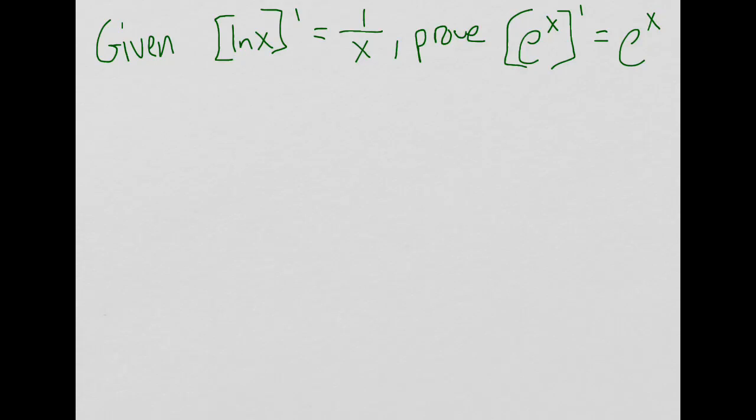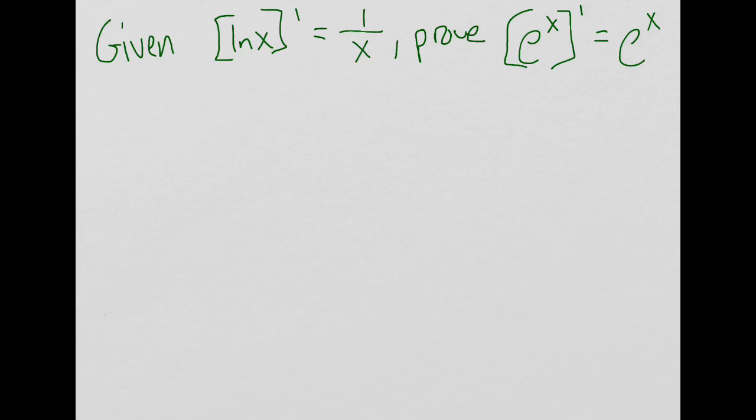This is the easier of the two proofs in this particular problem that we have to do. So I want to use the fact that the derivative of ln x is 1 over x. Given that (ln x)' is 1 over x, I want to prove that the derivative of e to the x is e to the x. So we did it the other way around. We started with this and then proved that this was true in class. So this is going to be the same process, but sort of in reverse.